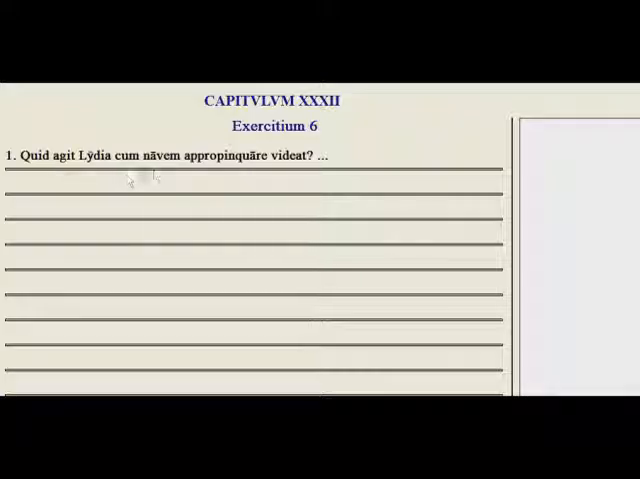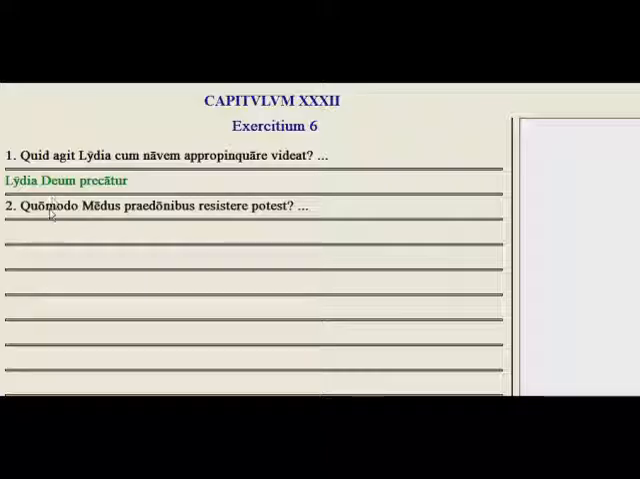Quid agit Lydia cum navem appropinquare videat? What does Lydia do when she sees that a ship is approaching? Cum navem appropinquare videat, Lydia deum precatur. Lydia prays to God. Remember that precari is deponent, so you need to put it in the passive form. She precatur, she prays deum to God. Lydia deum precatur.